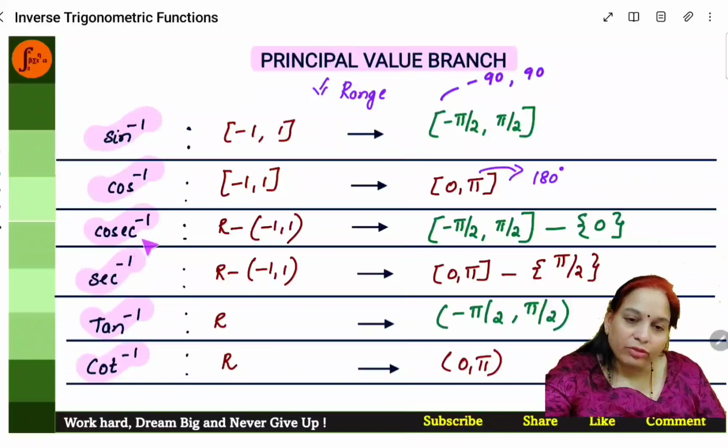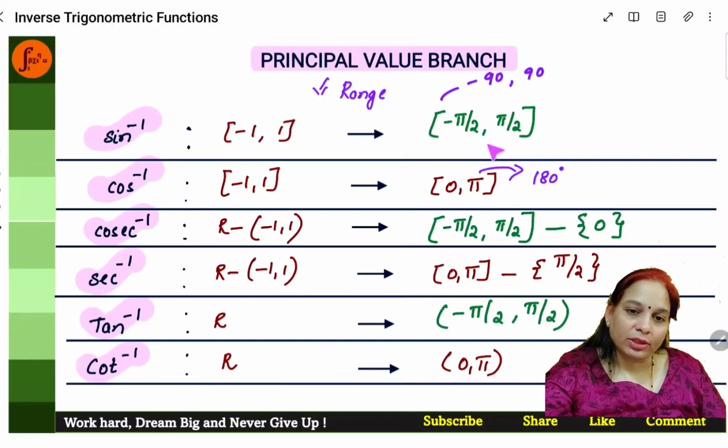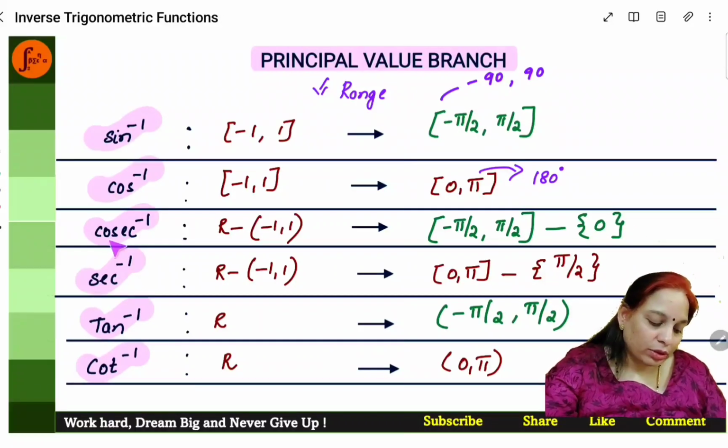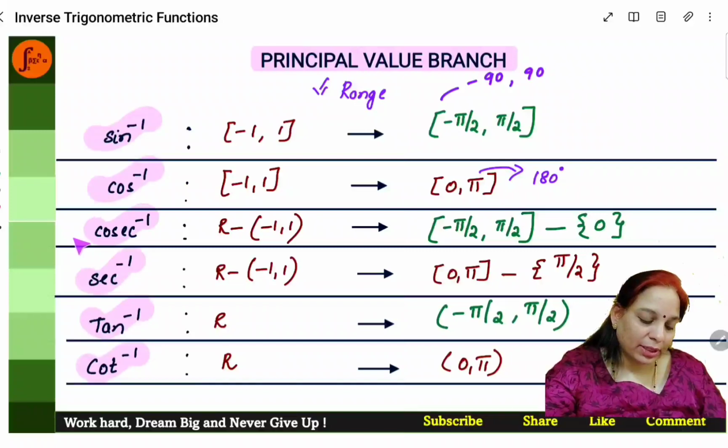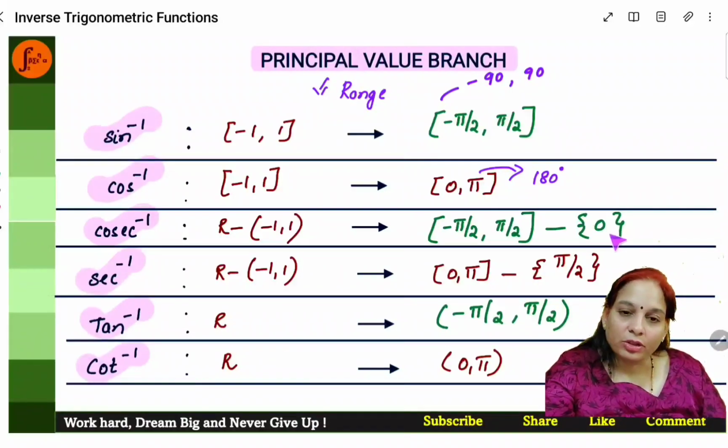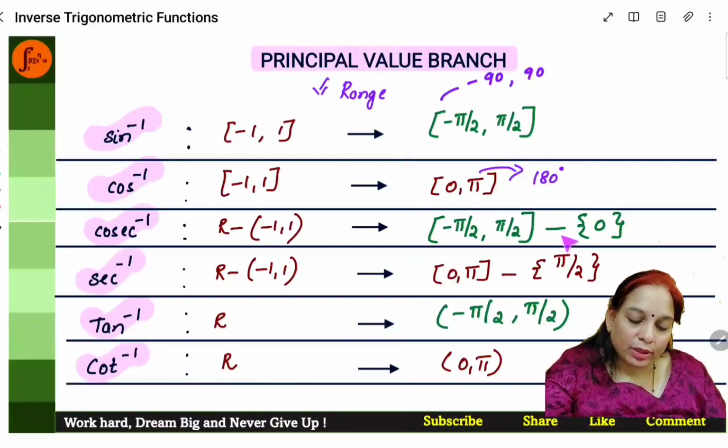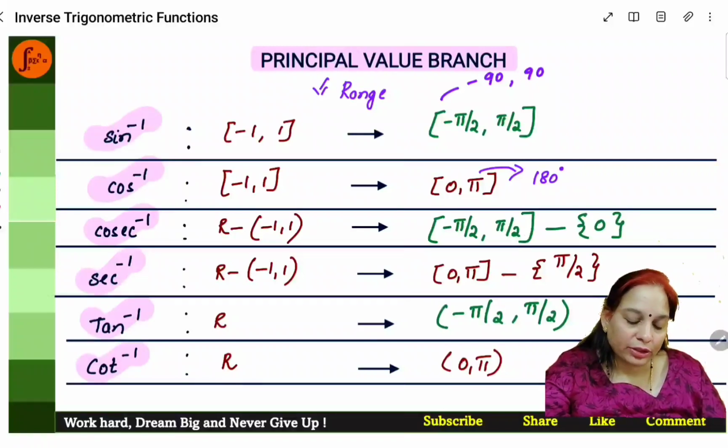Similarly, for cosec inverse function, the range is again same as sine inverse function, which is minus 90 to plus 90, same as sine inverse function except 0. What is cosec? Cosec is 1 by sine, so obviously, the denominator you cannot have 0. If you have 0 in the denominator, it's going to become undefined. That's why 0 is removed from this particular range.